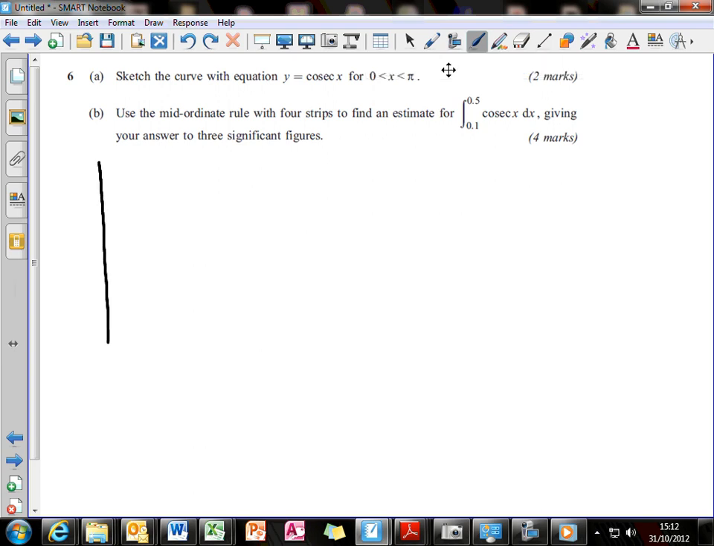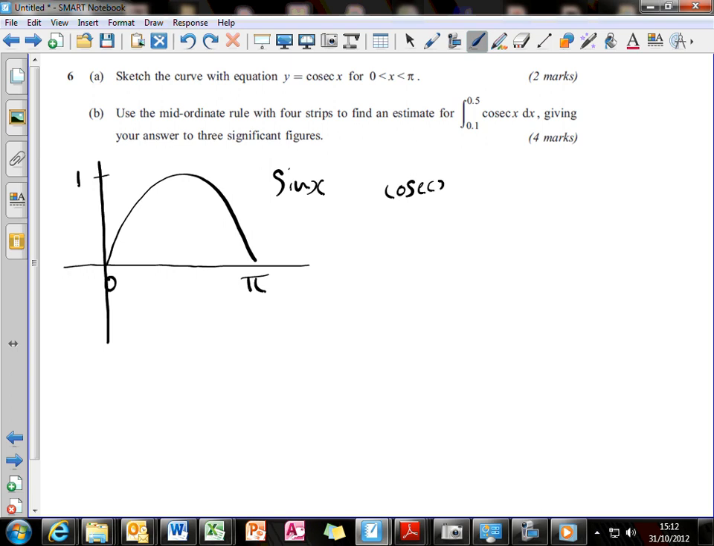I guess you've got the curve of sine x. Let's just do the curve of sine x between 0 and pi, which is going to be something like that. There's 1 here. Now this is sine x, and we want a curve of cosec x. It's going to be 1 over that. Cosec x is 1 over sine x. So we've got to think about what the values are going to be.